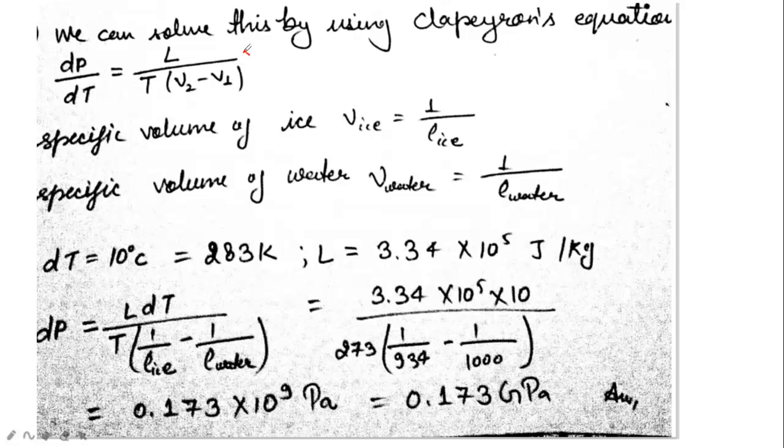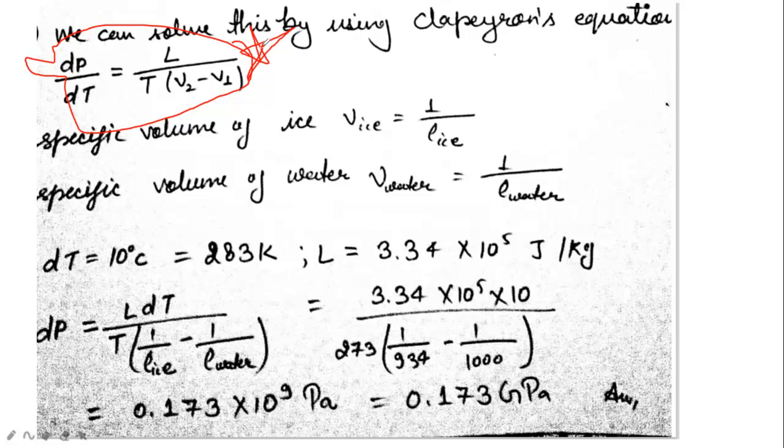This is your Clausius-Clapeyron equation: dP over dT equals L over T times (V2 minus V1). Just note it down, I am putting a star here. It is an important equation. There are frequently questions coming on this equation in GATE, JEST, NET, IIT-JAM, etc. So dP over dT equals L over T (V2 minus V1).